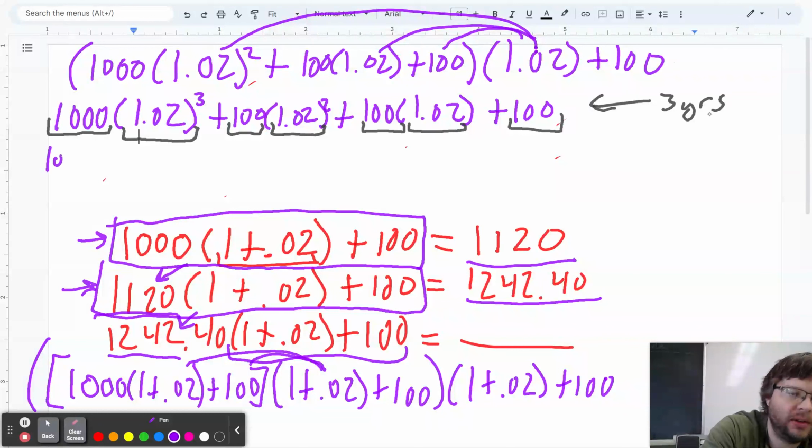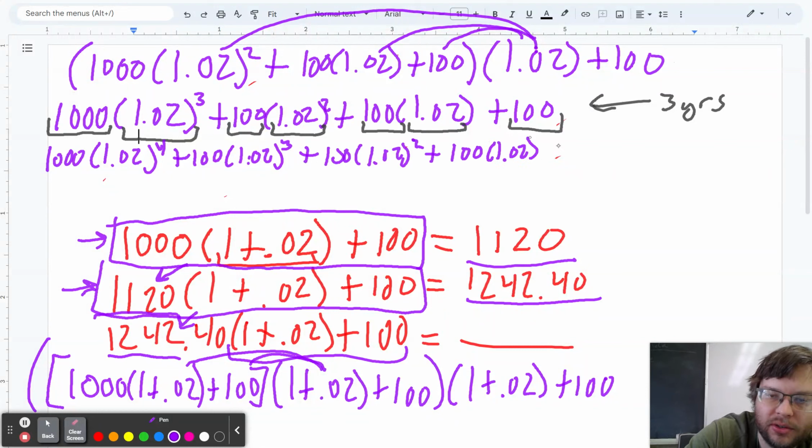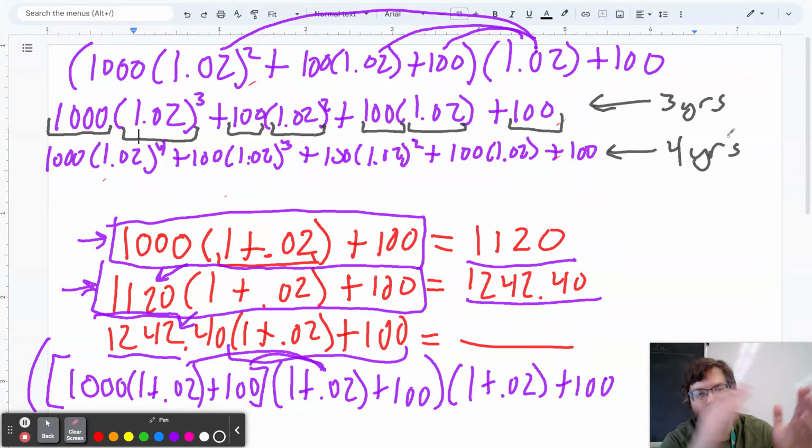Well, now we'd have 1,000 times 1.02 to the fourth. This one has been in there for another year, so it gets to the third power. This one has been in there another year, so it gets to the second power. This one has been in there for 1 year, so it gets 1 year of interest, 2%. And then there's a last one that gets tacked on at the end, 4 years. So this is a little bit better because now, if I wanted to, I could write out the 20-year pattern. We would just have a bunch of 1.02s tacked on. The first number is $1,000. All the other ones are $100.